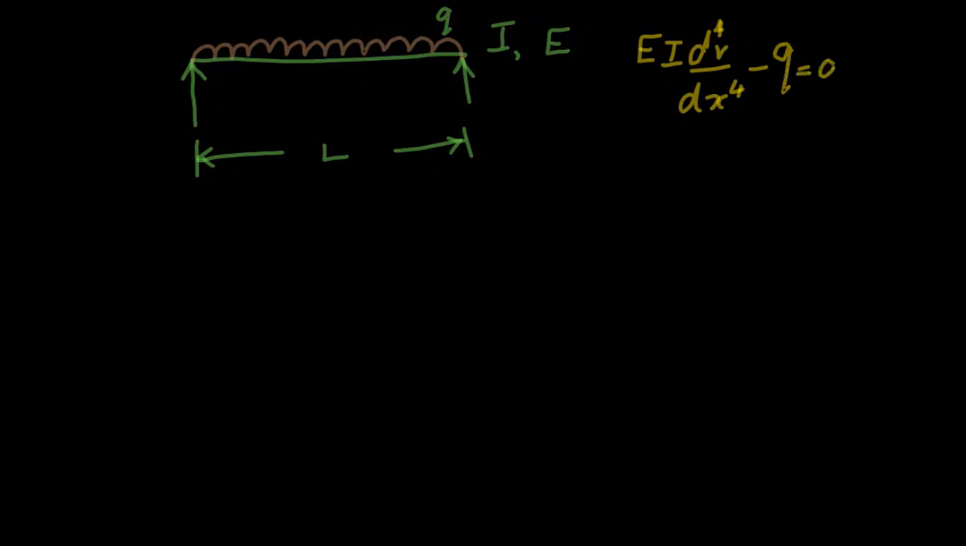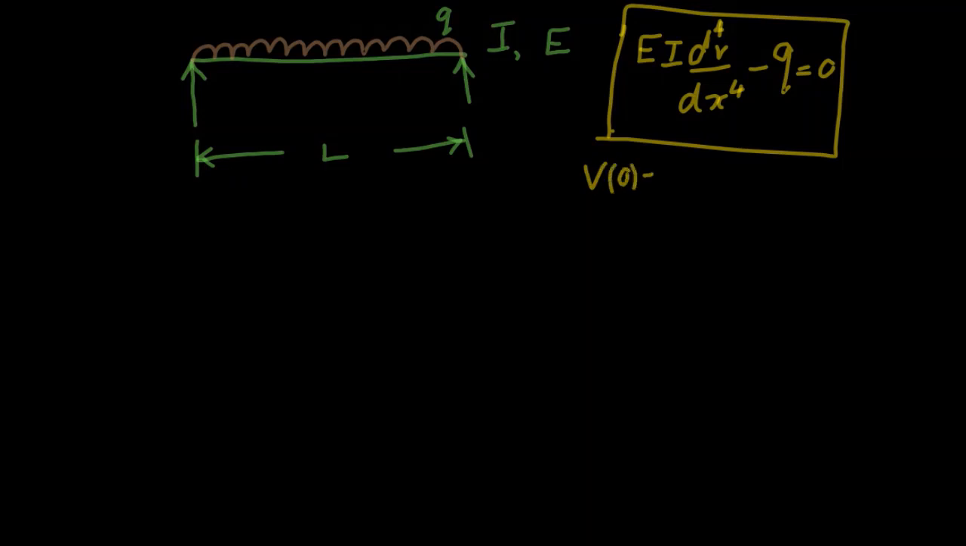In some textbooks, they put Q naught. Okay, we are fine with Q. EI d^4v/dx^4 minus Q is equal to 0. So that is the governing differential equation. Let me write the boundary conditions. Boundary conditions are the value of deflection at x is equal to 0 is 0. And the value of deflection at the right extreme end is 0. So V of L is equal to 0.